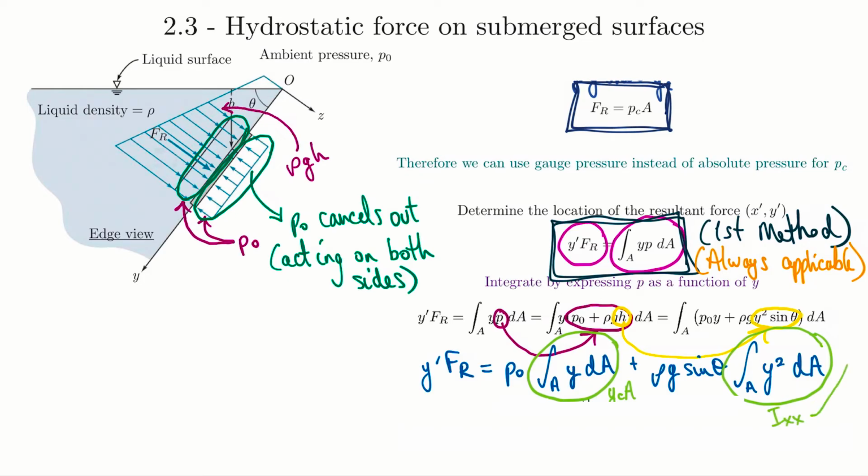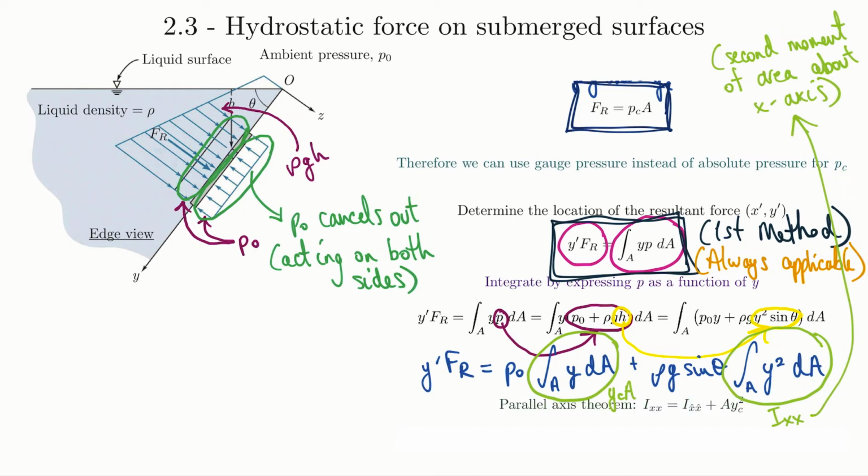And hopefully some of you remembered that that's the second moment of area about the x-axis. We denote that as Ixx normally. And then typically what you'll find in tables is the second moment of area about the centroid. And we can use the parallel axis theorem to just transfer to that. So then we'll have the value that's commonly found in the tables, which will simplify our calculations, of course. So then we sub in.